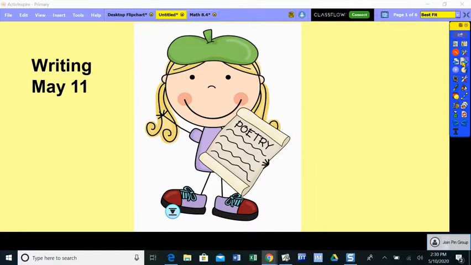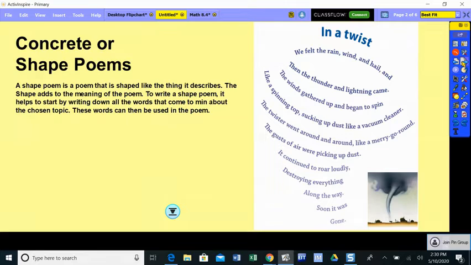Welcome to our writer's workshop for May 11th, poetry. Today we're having a little bit of fun with concrete poems. They're also known as shape poems. A shape poem is a poem that is shaped like the thing it describes. The shape adds to the meaning of the poem.